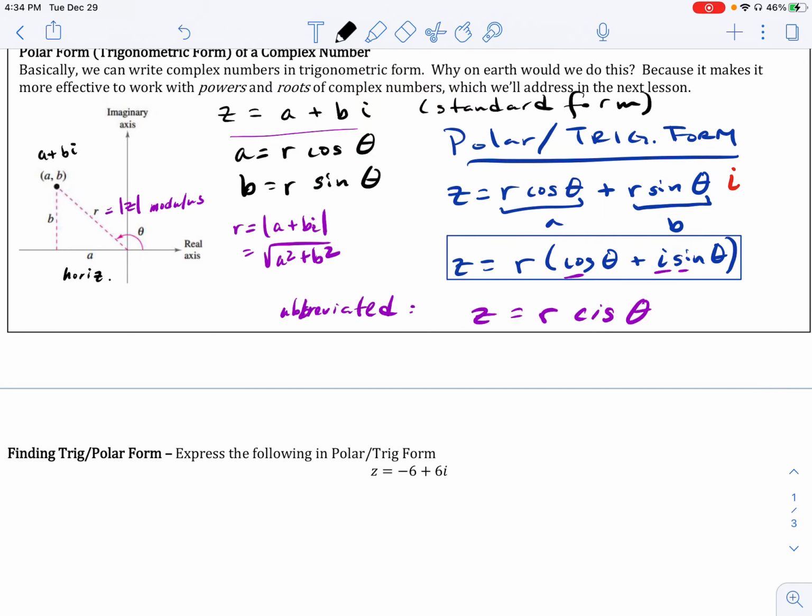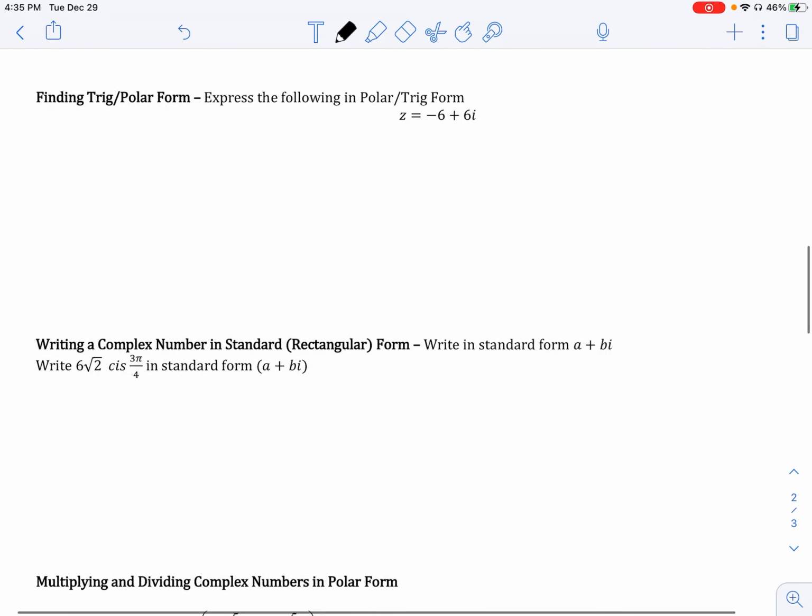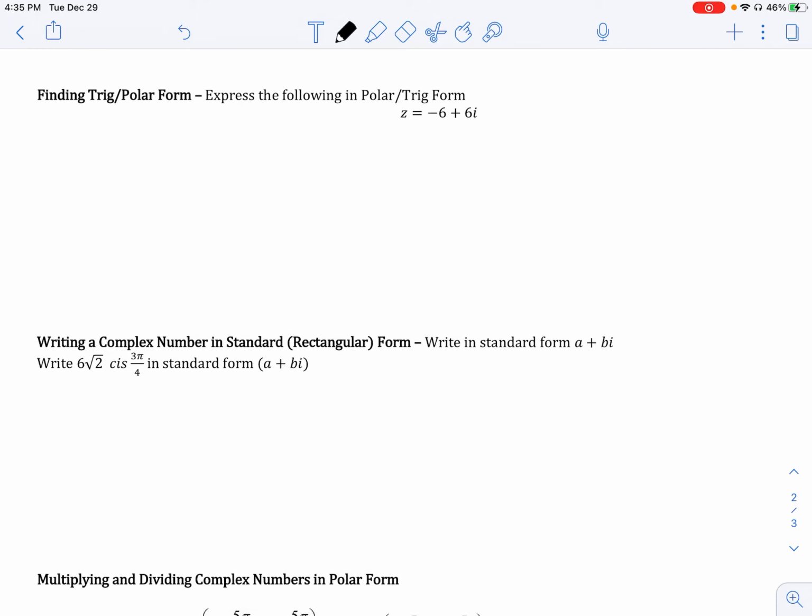So let's take a look at this first example. We've got -6 plus 6i. If you look at this, we're going to need two things. Effectively, every single time we convert a number into polar form, we need its angle, or its argument, and we need its modulus, or the magnitude, or its distance from 0. So let's start by finding r.